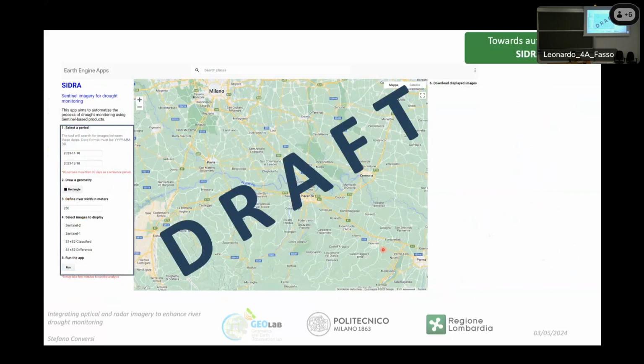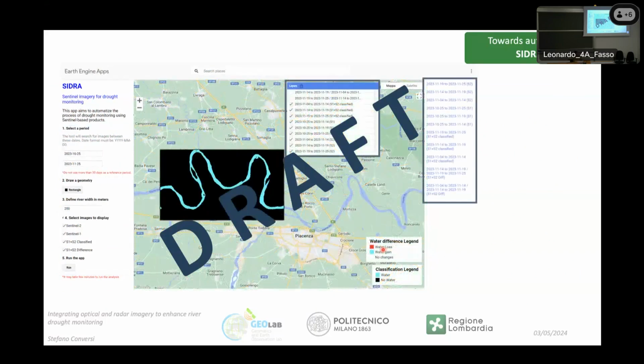Another aspect of our work, which should still be developed, so I put here this draft line to make clear that it's not something that is developed at the moment. We are working on automation by providing a single web app for having this kind of procedure done automatically. So this would be more or less the interface for the user, and by simply inserting some information such as the date of interest and the area, the system itself will give back the water map and also water differences in the area that is considered.